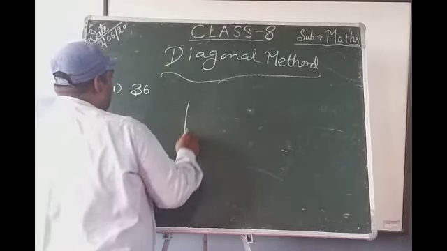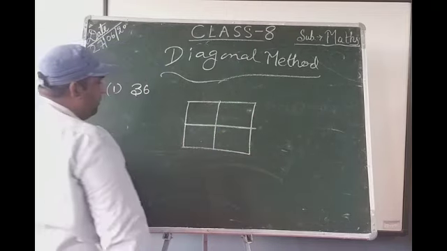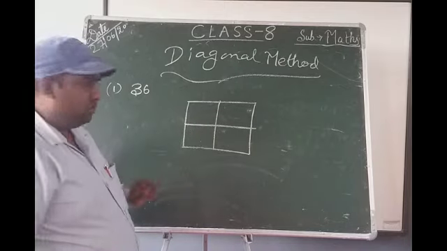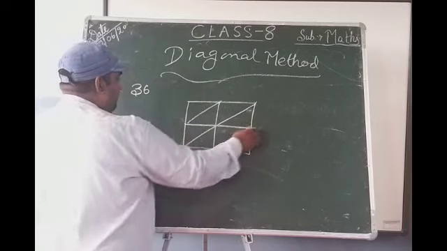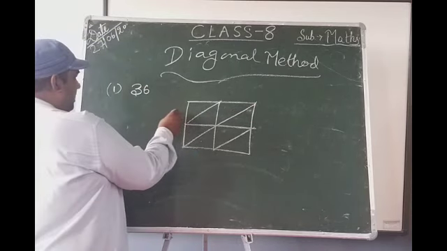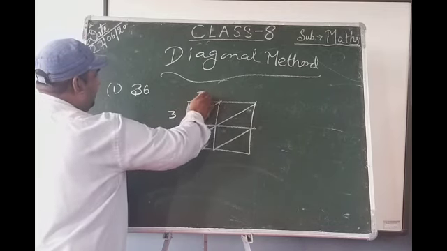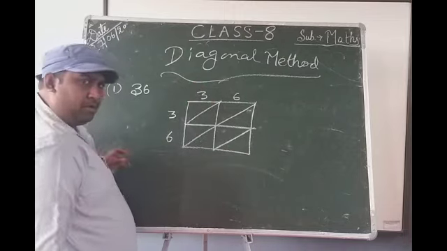You will make 2 columns and 2 rows. That is 2 by 2, a 4 square box you have to make. Divide it diagonally. Write the numbers in this way: 3, 6 here, and here also you write 3, 6. Means up to down and left to right.